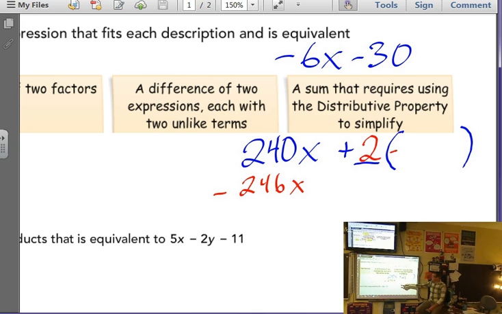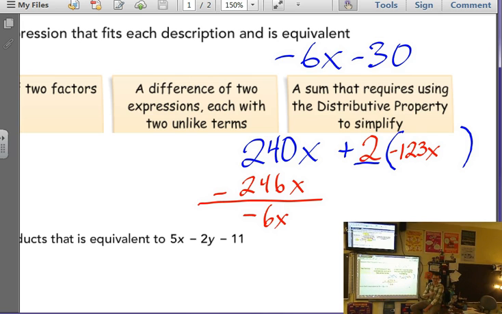But remember, I need to make these combine to give me a negative 246x. Because to get to my negative 6x, I have to take away 246x. So if I distribute the 2 in here, the 2 is going to double everything in my parentheses. So what x value do I need to get doubled? 120. Ooh, not just 120. 123x.